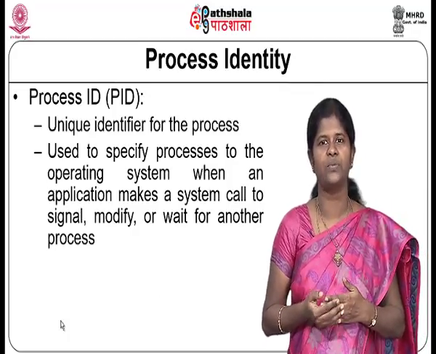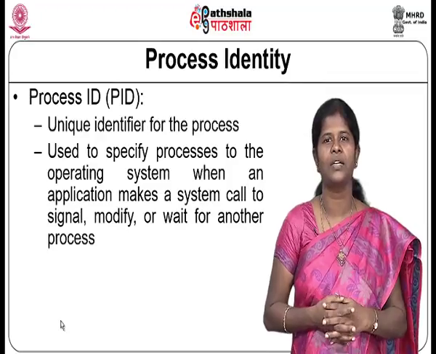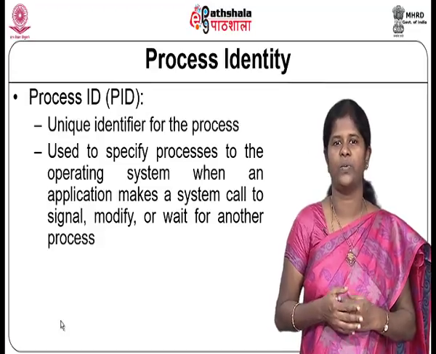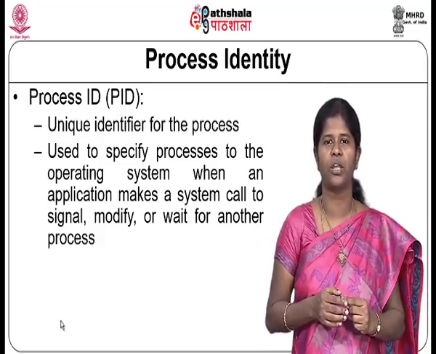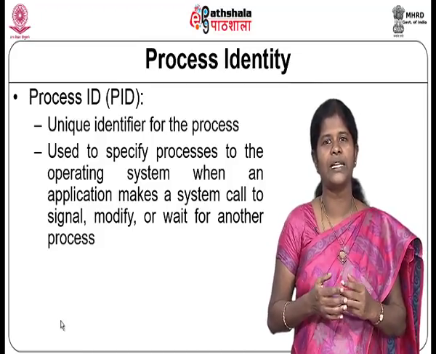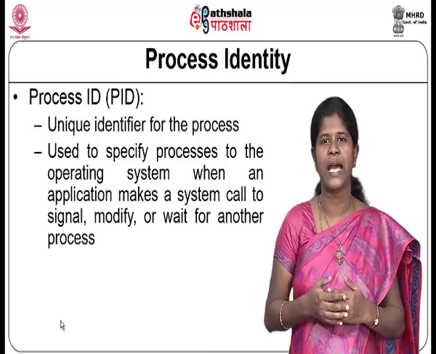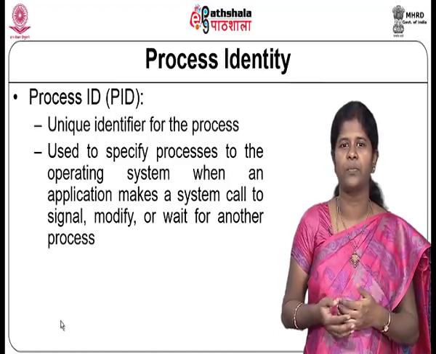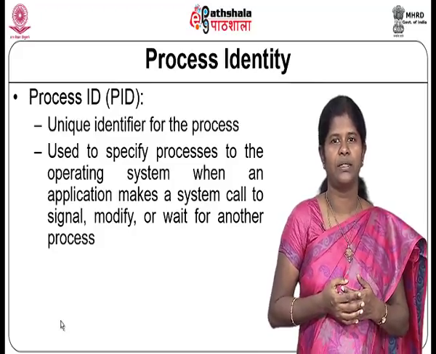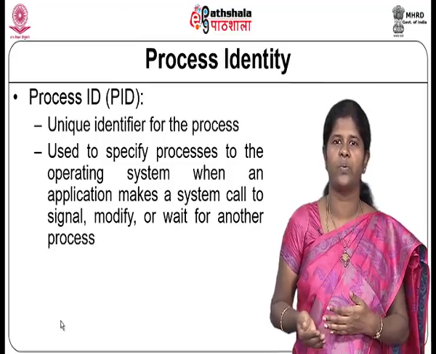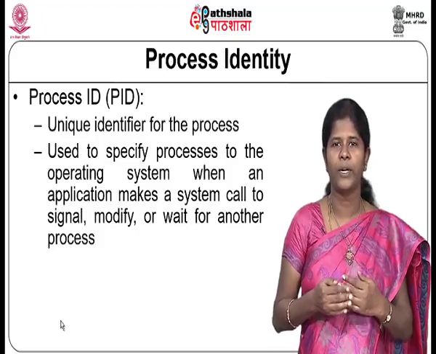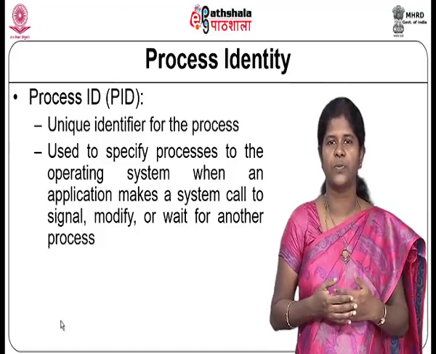There are different ways in which a process is identified, and the main thing that is used to identify a process is the process ID. Each process, when it is created, is given a number or a unique identifier, and that is called the process ID. This process ID is very useful when the process has to be referred to by any users or by any other program. Say if you want to tell the operating system that this is the process which needs to be handled in a particular manner, then the operating system is informed by using this process ID.